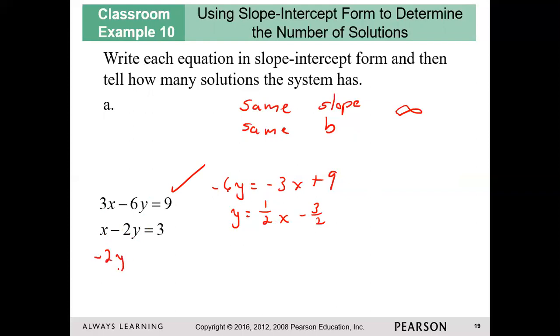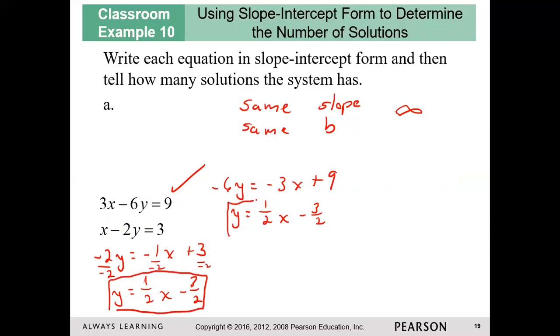So negative 2y is equal to negative 1x plus 3, and divide by negative 2. And that's going to give you y is equal to, again, we're going to do that to everything, negative 2, negative 2, negative 2, gives you 1/2 x minus 3 over 2. So we have the exact same equation twice, which means we're going to get infinitely many solutions.